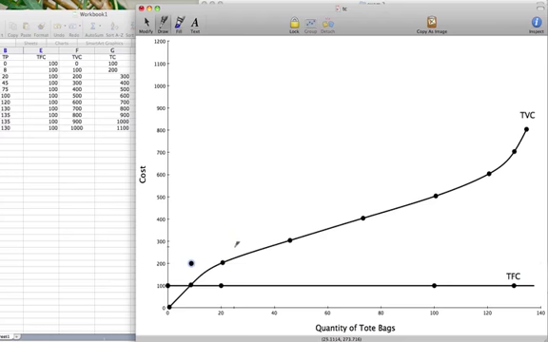When 20 tote bags were produced, the total cost is $300. When 45 tote bags were produced, the cost was $400. When 75 tote bags were produced, the total cost was $500. When 100 tote bags were produced, the total cost was $600.